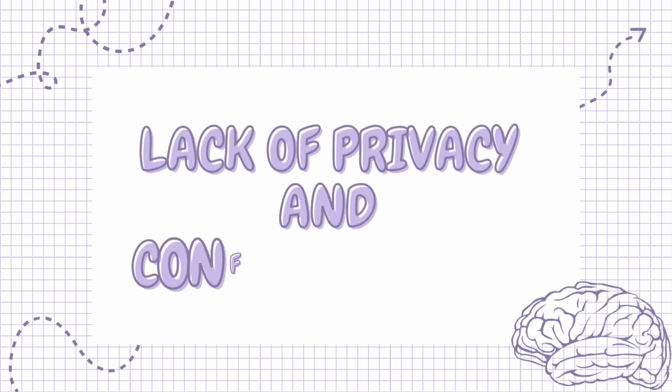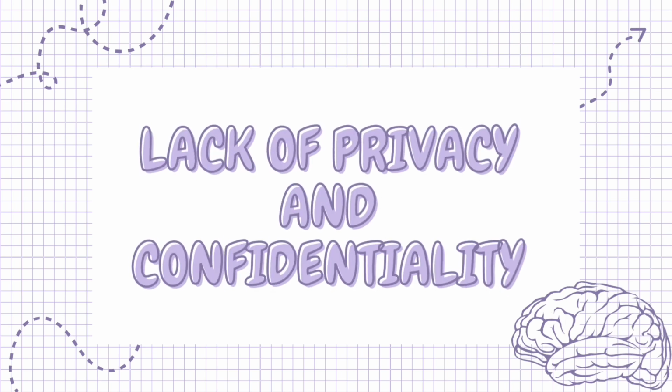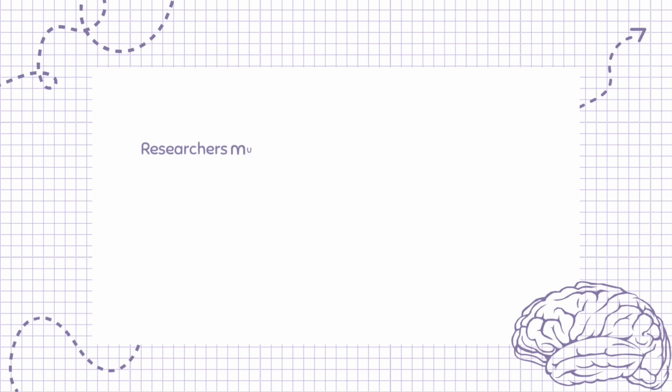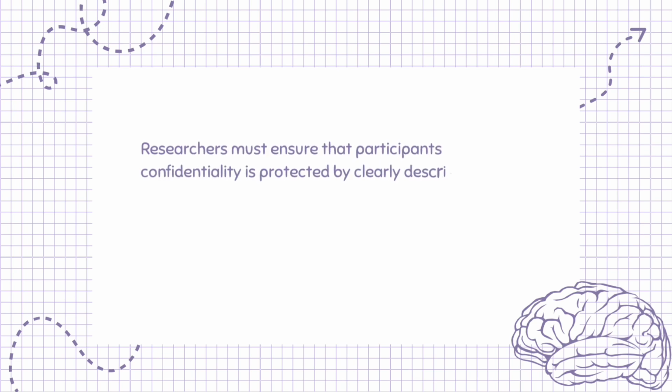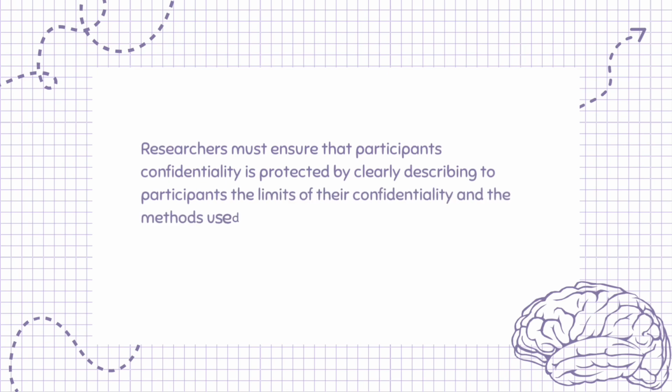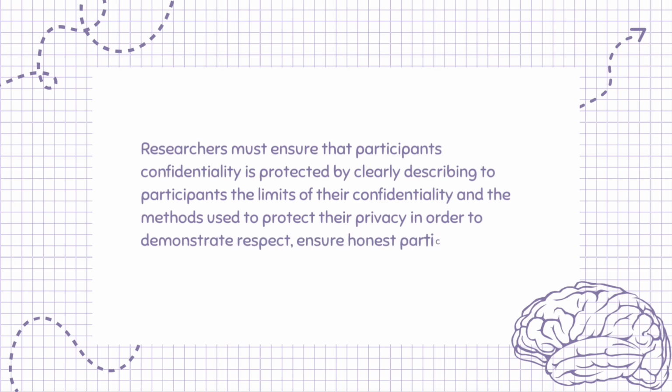Lack of privacy and confidentiality. Researchers must ensure that participants' confidentiality is protected by clearly describing to participants the limits of their confidentiality and the methods used to protect their privacy in order to demonstrate respect, ensure honest participation and prevent harm, e.g. legal issues.